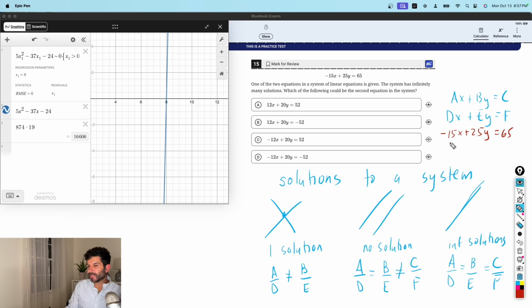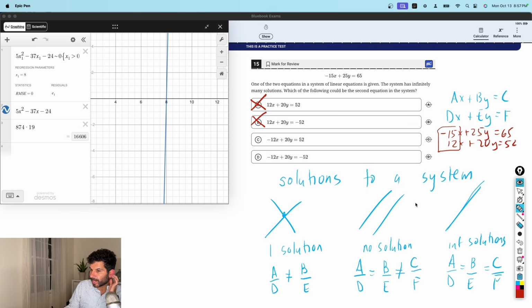So if I were to just take the first example and say 12x plus 20y equals 52, look at my ratio of a to d. It's negative. This is positive. Does everybody see that? That's b over e is positive. That's positive. So not going to happen because the ratios would not be consistent. How about the next one? You have negative 15 over 12, 25 over 20. Again, not going to happen, okay?